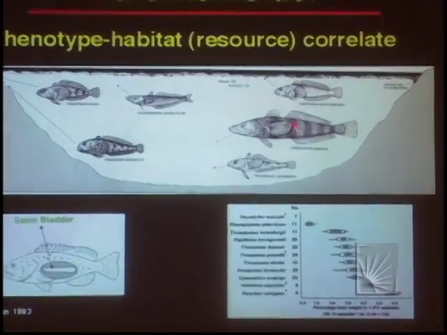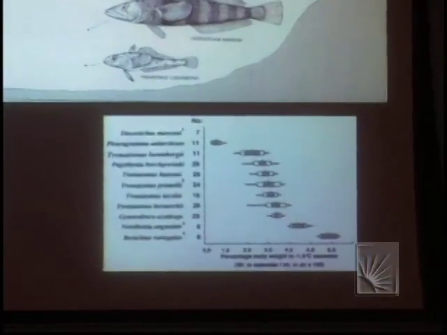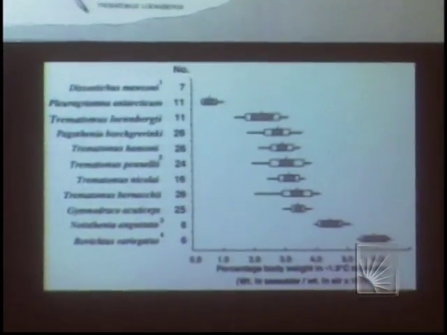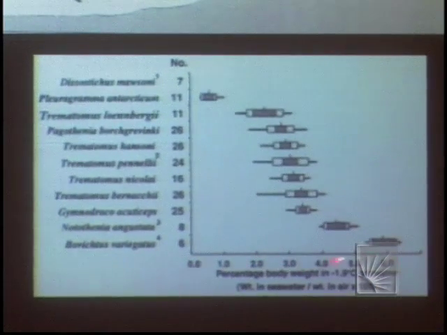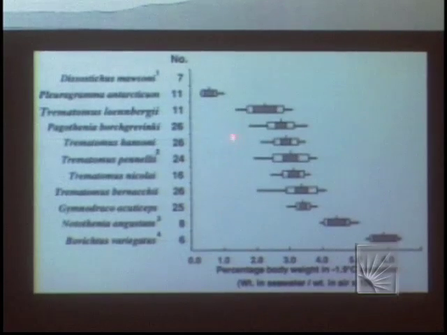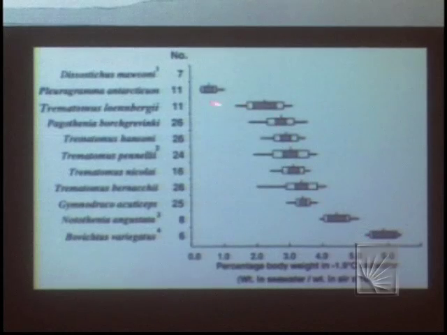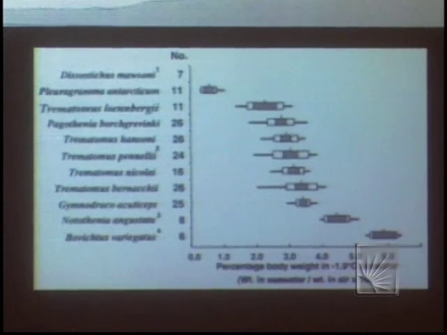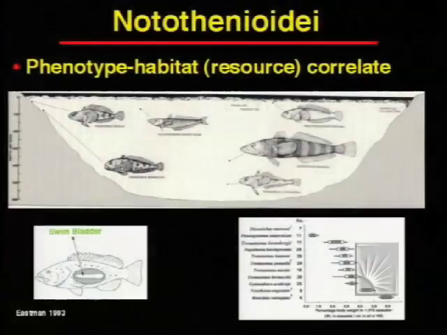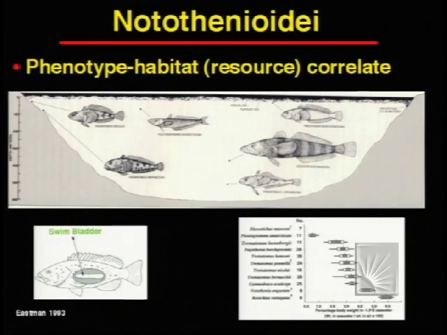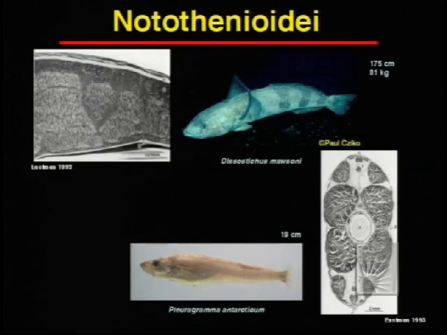However, even though they lack a swim bladder and they all should sink like a stone to the bottom of the ocean, here is the percentage of body weight in water. So 0 means that they're neutrally buoyant. What we find is that there's quite a bit of variation in the buoyancy that these organisms attain, even though they lack a swim bladder. So what we're seeing here is a real strong phenotype-habitat correlate among these species. The phenotype being even general body shape, but also this characteristic of buoyancy.